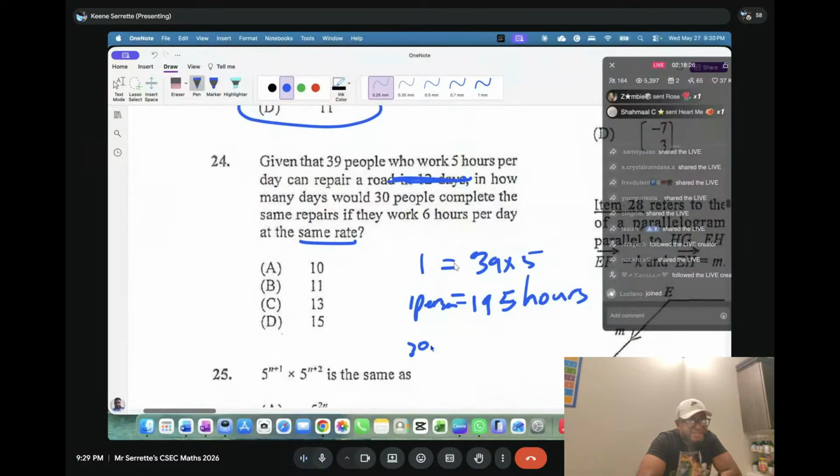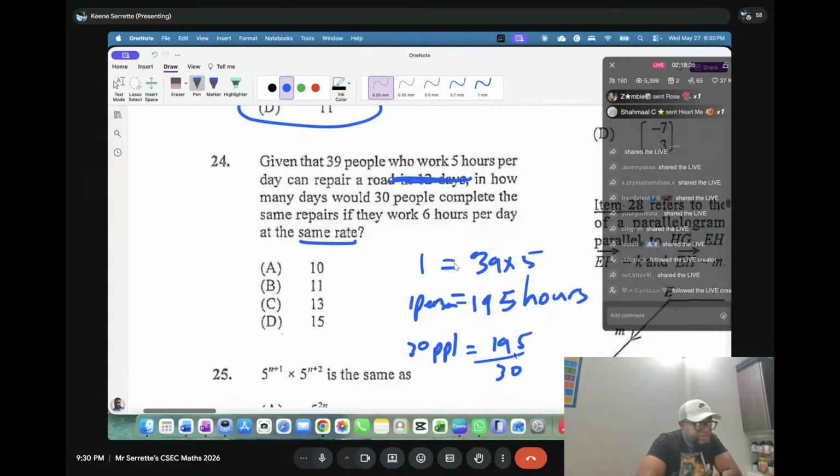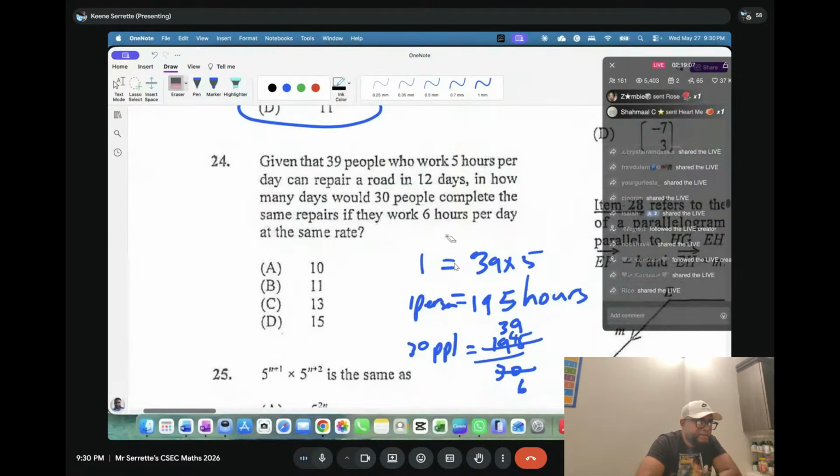So 30 people, it's an inverse variation. 30 people would take 195 divided by 30. This could work out. I wonder if I'm correct here. 5 into 30 is 6. 5 into 19 would be 3 remainder 4. 5 into 45 is 9. Something I did wrong here. Hold on. Something I did wrong here.